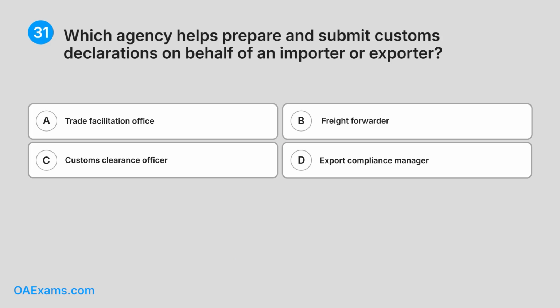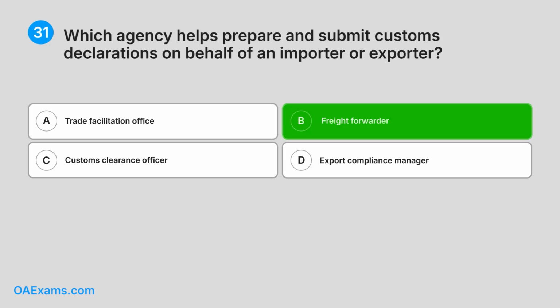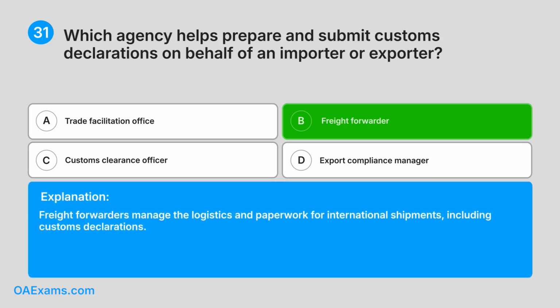Correct answer: B. Freight Forwarder. Explanation: Freight forwarders manage the logistics and paperwork for international shipments, including customs declarations.